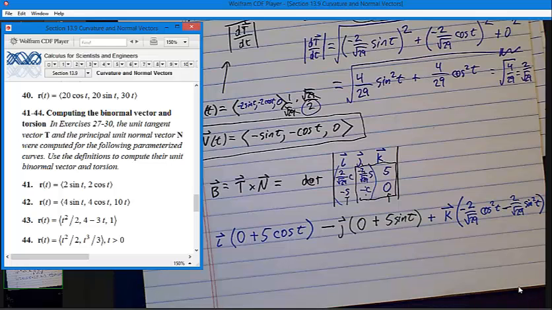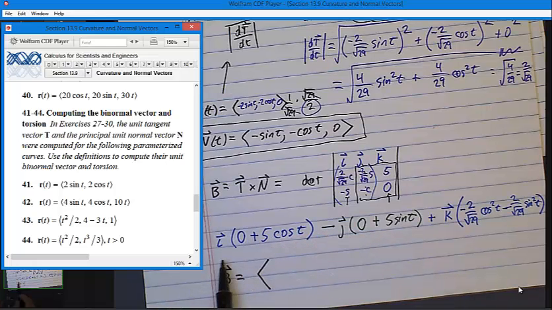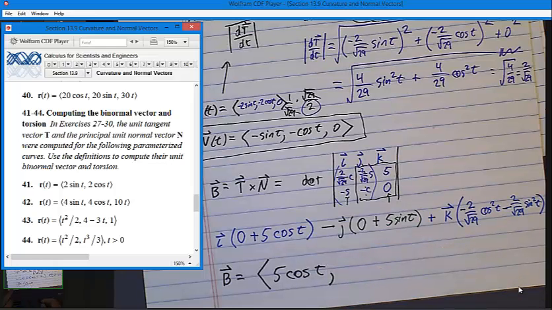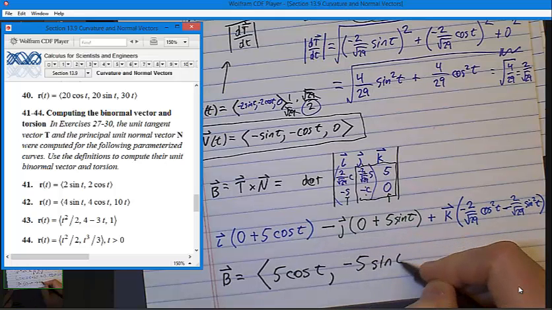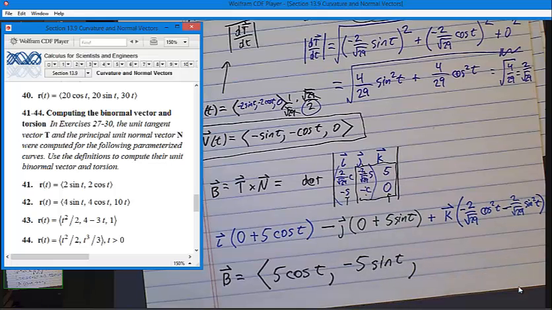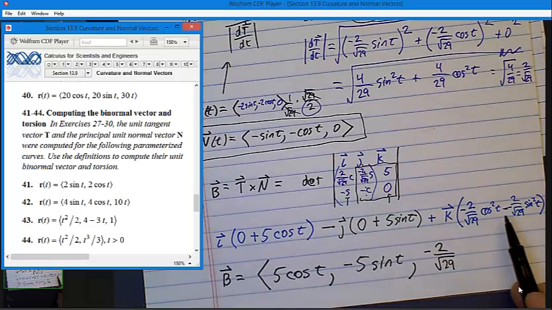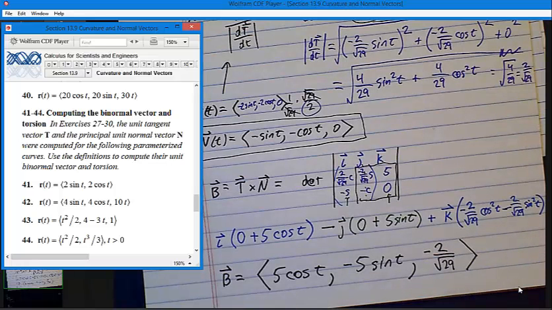And so, if I did my computations right, I'm getting the following vector for b, because this thing times i, that's what goes in the first coordinate. So I'm going to get 5 cosine t, comma, and then this times j, that's what goes in the second. So I'm going to get negative 5 sine t, comma. And then here, if you factor out the negative 2 over square root of 29, you'd be left with cosine squared plus sine squared, which is 1. So I'm getting that this is our binormal vector. Is that what they have?